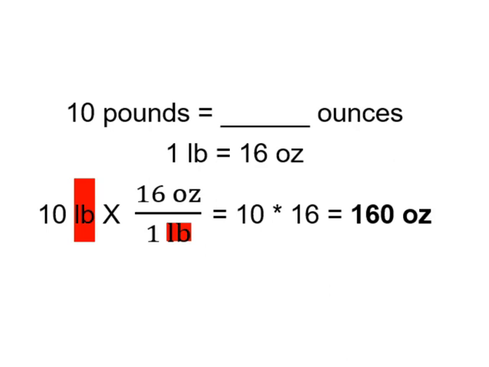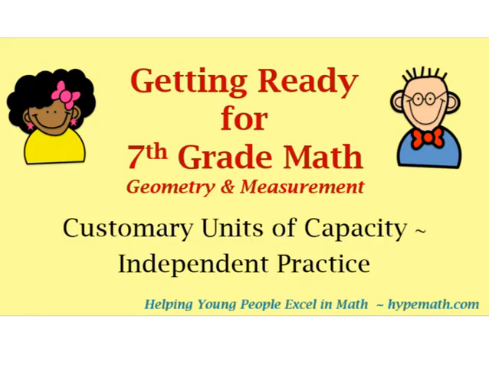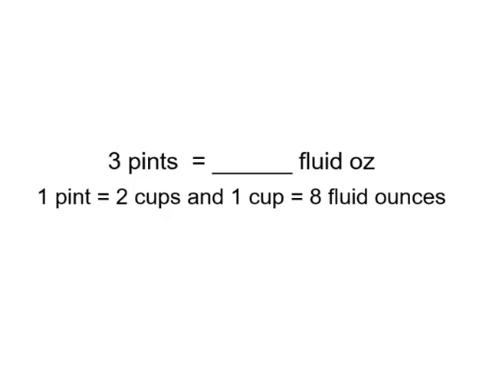Let's move on to customary units of capacity. Stay with me, you're doing great. For our first problem, we have 3 pints is equal to how many fluid ounces? Here's another problem where we have to do 2 conversions, because we have to first convert from pints to cups and then from cups to fluid ounces. We know that 1 pint is equal to 2 cups and 1 cup is equal to 8 fluid ounces. Let's see how that would be set up.